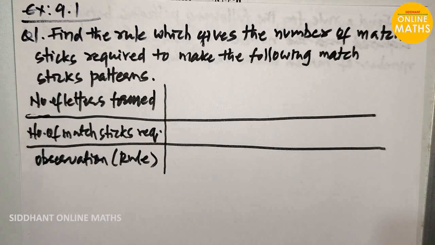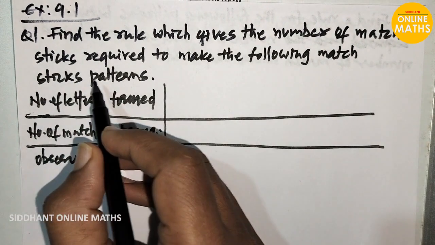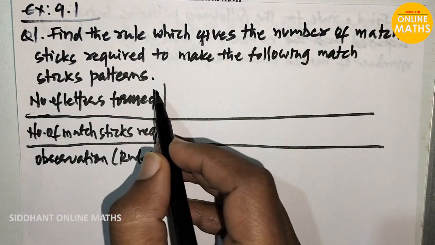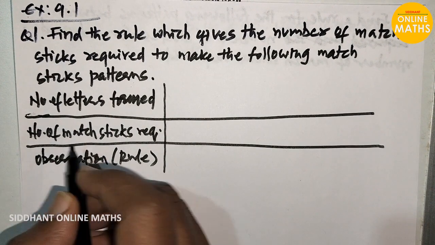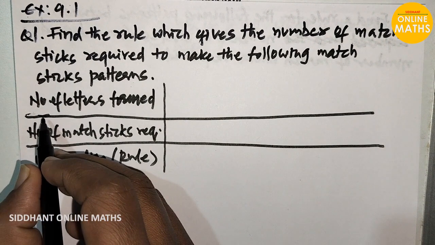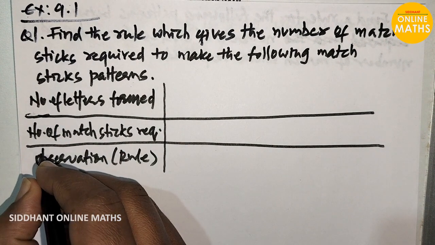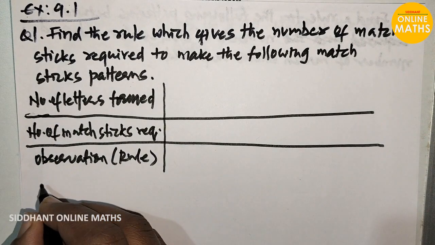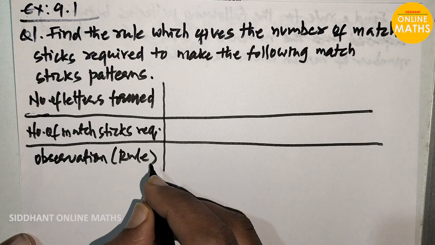Exercise 9.1, question number 1. Find the rule which gives the number of matchsticks required to make the following matchstick pattern. So here we are going to solve this problem by forming a rule. First, write the number of letters formed. Next, the number of matchsticks required. Next, the observation, or we can say the rule.